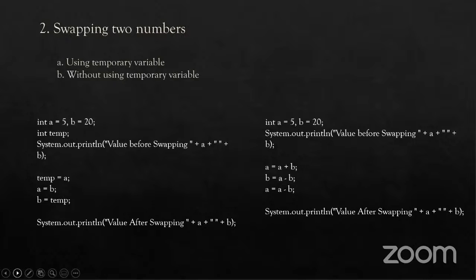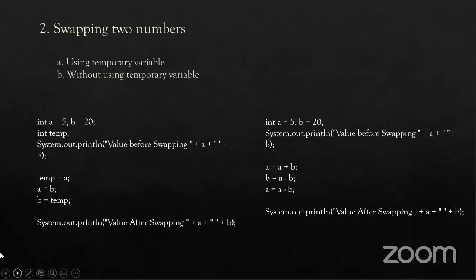Okay. So for swapping, we can use two methods. We can swap the numbers using a temporary variable and without using a temporary variable. Okay. So first we can look at how to swap a number using a temporary variable, and then we can look at how to do it without using a temporary variable.